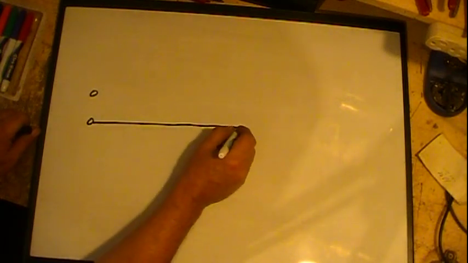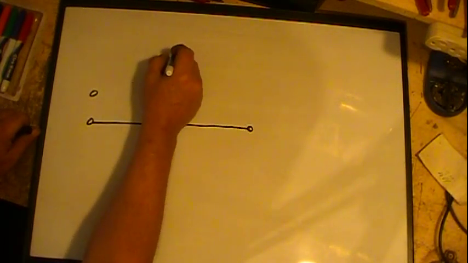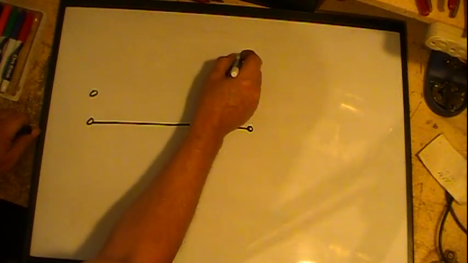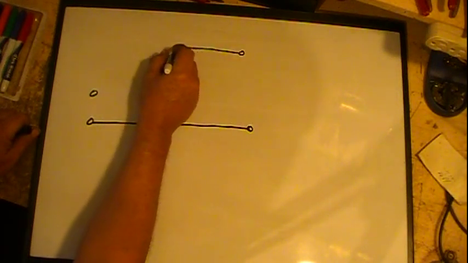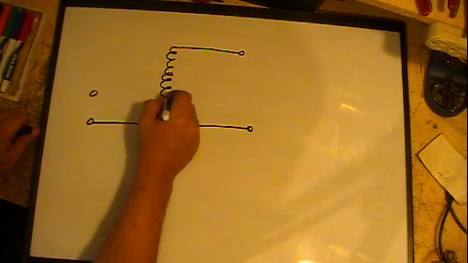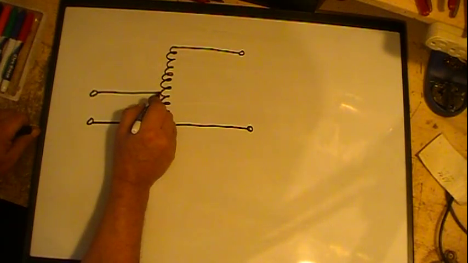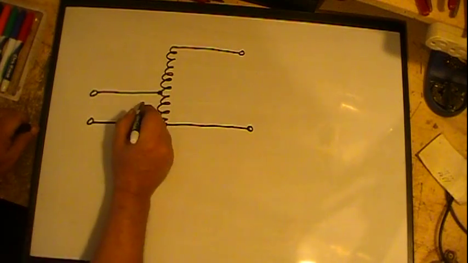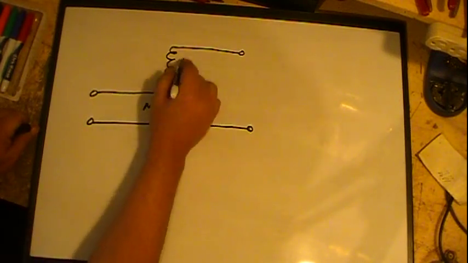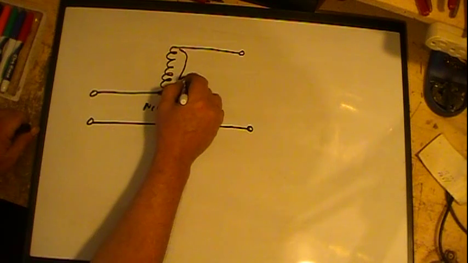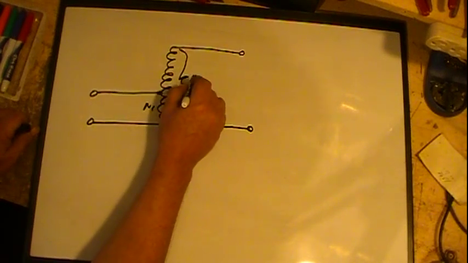Well, let's look at one. Let's see, we've got a winding here that goes all the way through to here, comes up here, and this guy comes here. This is N1, and this whole thing is N2.